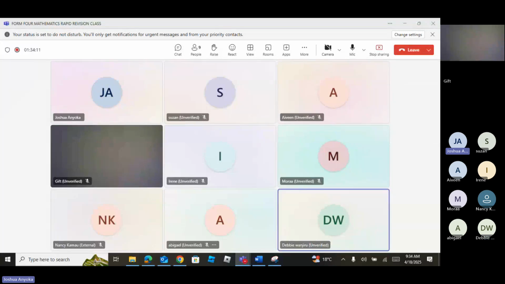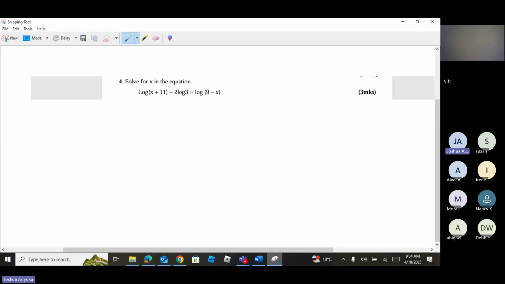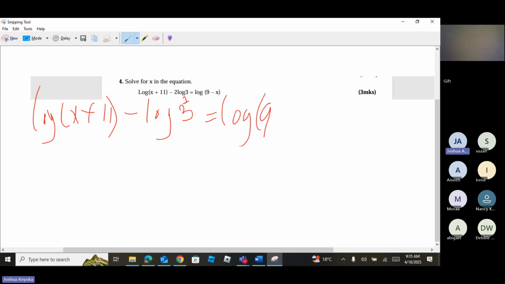At least people have seen the end. But let us see the easiest way that we can approach this, and ensure that the coefficient of every term is 1. So we have log of x plus 11 minus log 3 squared is equal to log of 9 minus x. The coefficient of log should be 1.